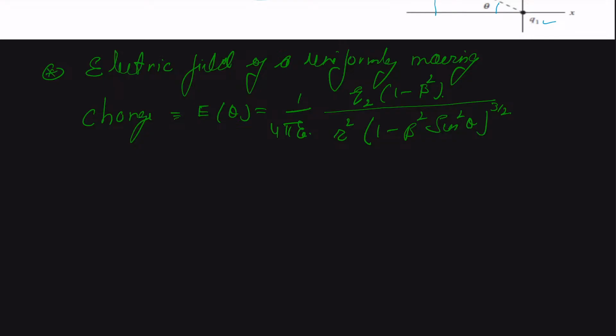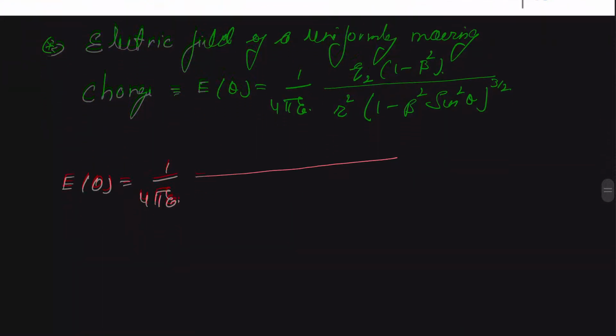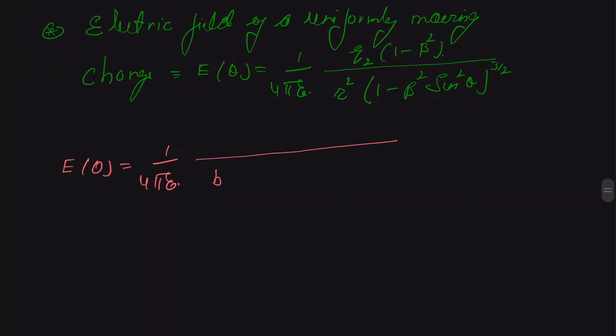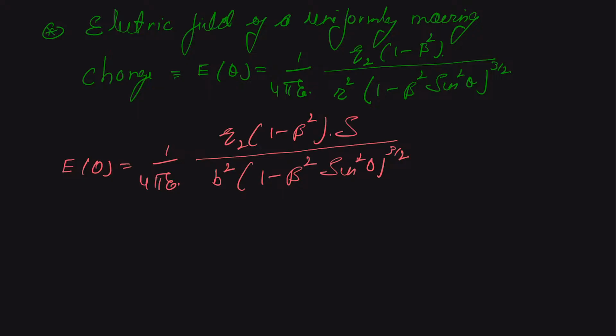Therefore, we can write that E of theta will be equal to 1 upon 4 pi epsilon naught, and r was b upon sine theta, so this comes as b square times 1 minus beta square sine square theta, whole raised to 3 by 2, and this is Q2 times 1 minus beta square, and it comes now as sine square theta.